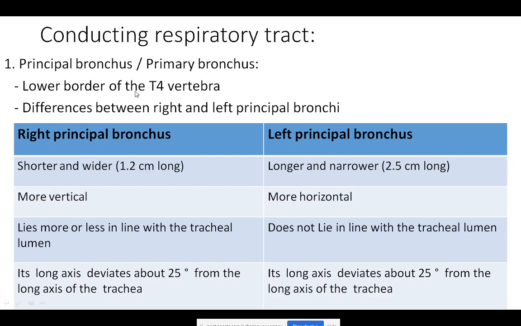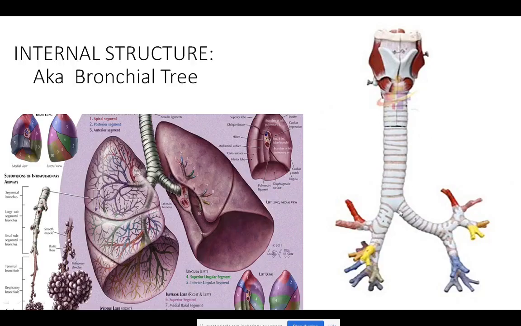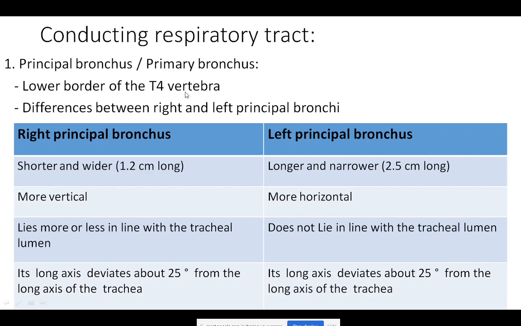The trachea bifurcates, divides into the primary bronchi just before entering the hilum of the lung. It divides at the level of the T4 vertebra. The right bronchus, compared with the left bronchus, is shorter and wider. The left bronchus is longer and narrower.